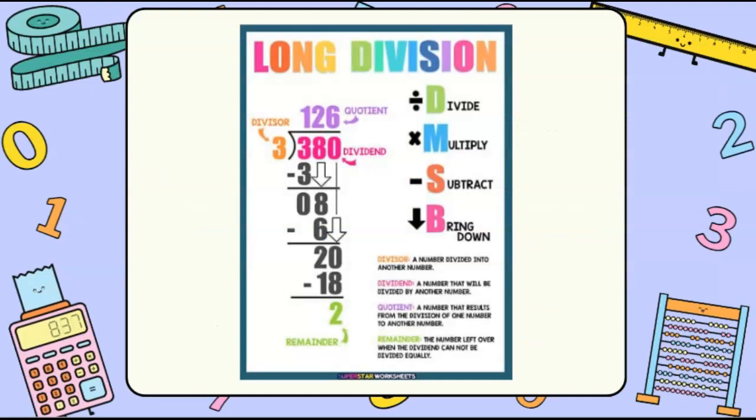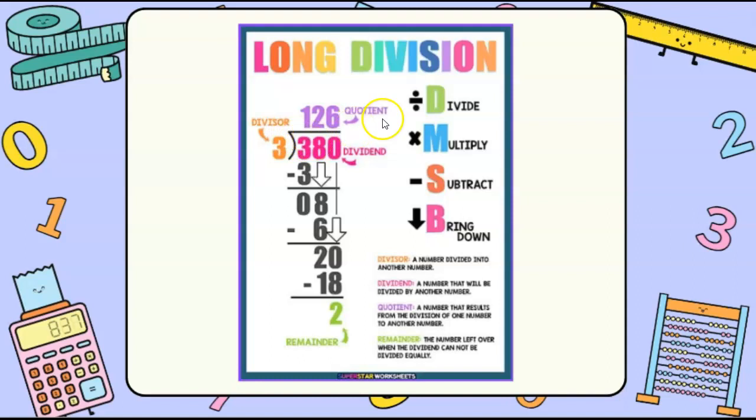So when we talk about an algorithm, a division algorithm, we're essentially talking about long division. So there's a certain way that we set this up in order to find our quotient. We put our divisor on the outside of our little house and our dividend on the inside.